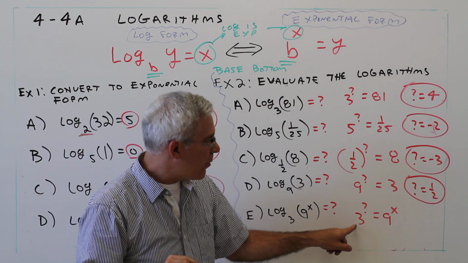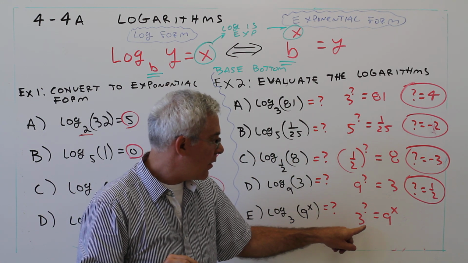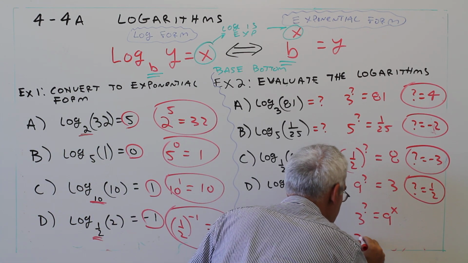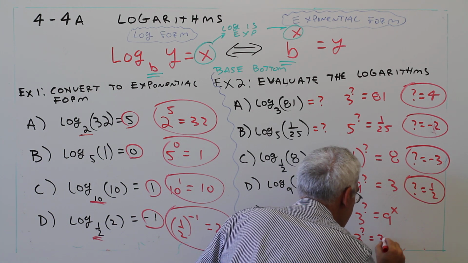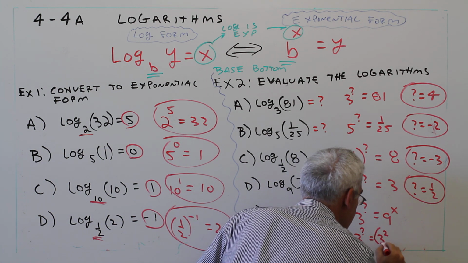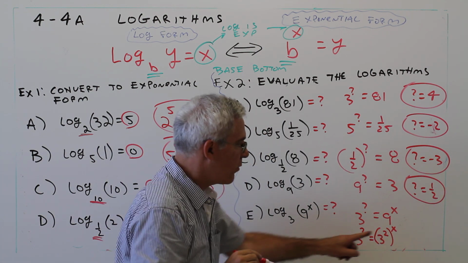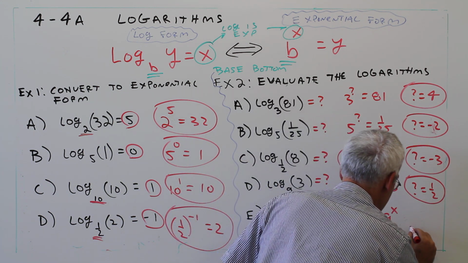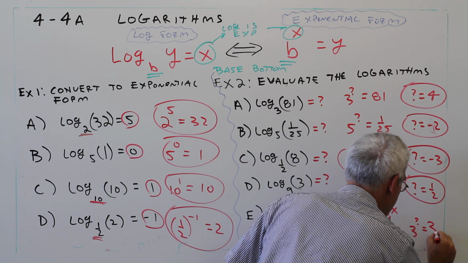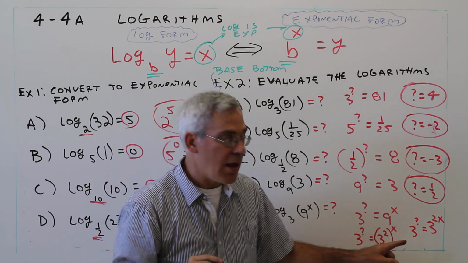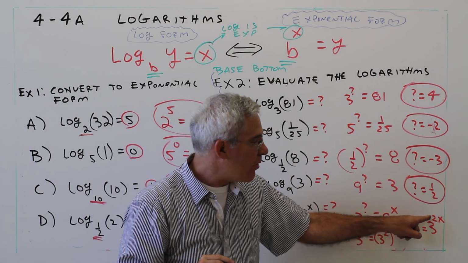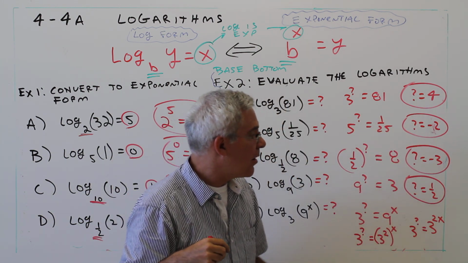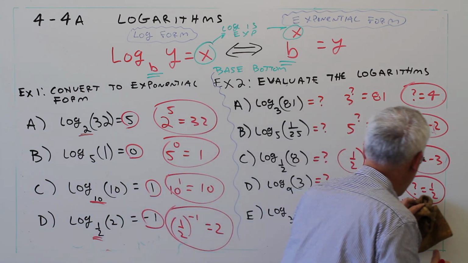For this one, what I'm going to do is try to get the same bases. I've got 3, and 9 is a power of 3, so let me rewrite it this way. 3 to the question mark equals 3 squared to the x. 3 squared is 9. And then I've got a power of a power, so I'm going to write that as 3 to the question mark equals 3 to the 2x. And if I got 3 to the something equals 3 to the something, those somethings or exponents must be the same, so question mark is 2x. I'll just write that right here.